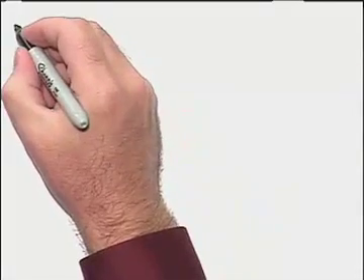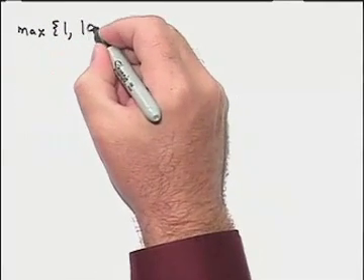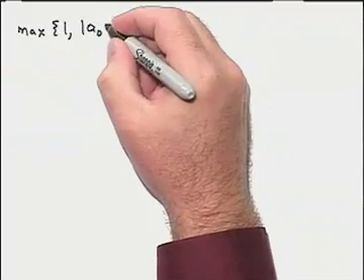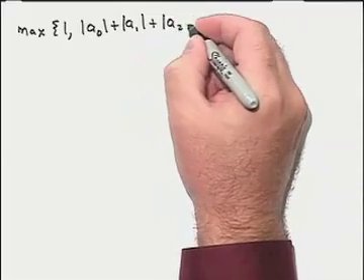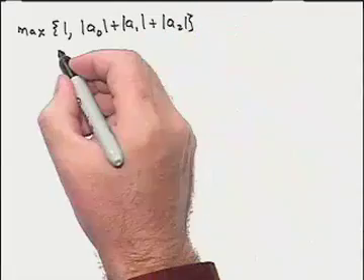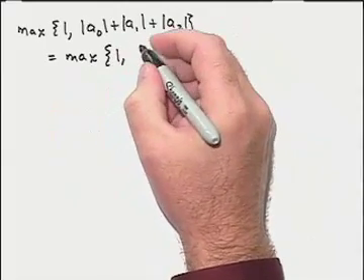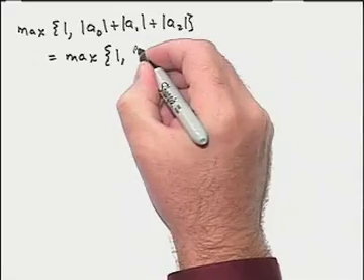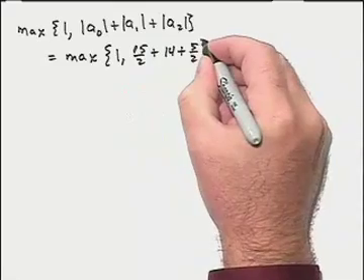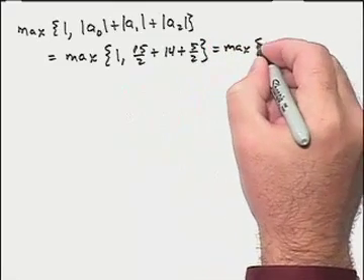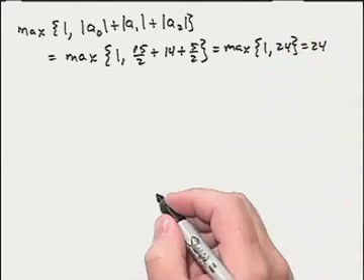To find the bounds on the zeros, we need to find the maximum of 1 and the sum of the absolute value of the a's. So the absolute value of a sub 0 plus the absolute value of a sub 1 plus the absolute value of a sub 2. This will be the maximum of 1 and the sum of 15 halves plus 14 plus 5 halves. So we have the maximum of 1 and 24, which is equal to 24.